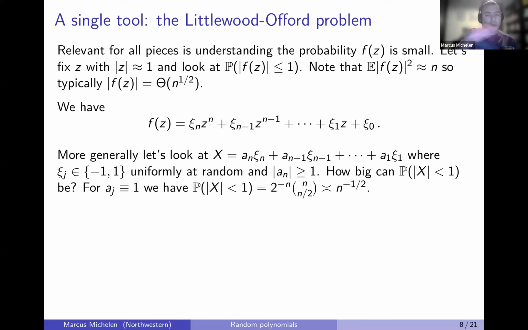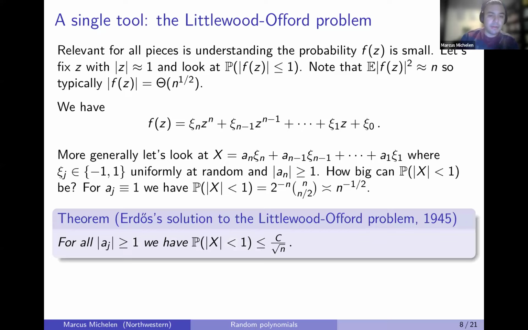If I take the all ones case and n is an even number, then I end up getting exactly this middle binomial coefficient times 2 to the negative n. And if you like Stirling's formula, you can get exactly what the constant is here, but it's n to the negative a half for some constant. The Littlewood-Offord problem was understanding if this is the worst case. And Erdős' solution, which we'll even see a proof of, is that this is indeed the case. We'll even see for the case of plus minus 1 coefficients, you can get literally this exact bound with the middle binomial coefficient. So you can get the correct constant as well.